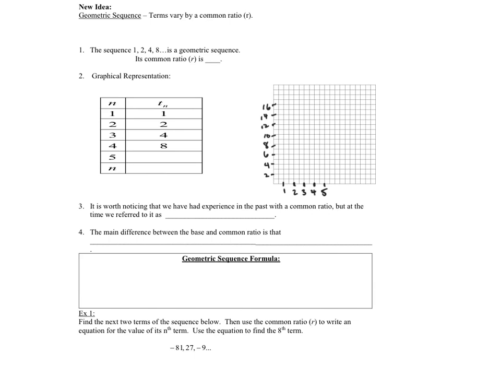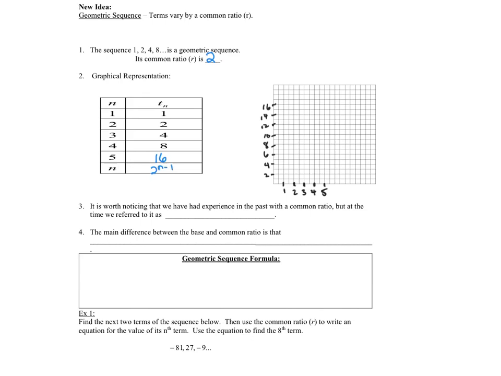So in a geometric sequence, the terms vary by a common ratio. If we look at the sequence 1, 2, 4, 8, we know it's not arithmetic because there's not a common difference. And we know it's geometric because we are multiplying by something every time. Specifically, we're multiplying by 2. So if we were going to continue this table, the first term is 1, the second term is 2, third term is 4, fourth is 8, then we would have 16. And in general, we would have 2 to the n minus 1.